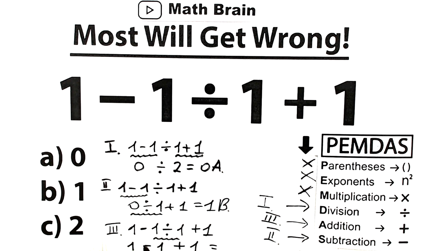We have the same priority. So with subtraction and addition we can easily do the step. So 1 minus 1 is 0, and 0 plus 1 is equal to 1. This is option B. So as you can see, one really important moment: in this second interpretation we have option B, and in the third interpretation we have option B also.